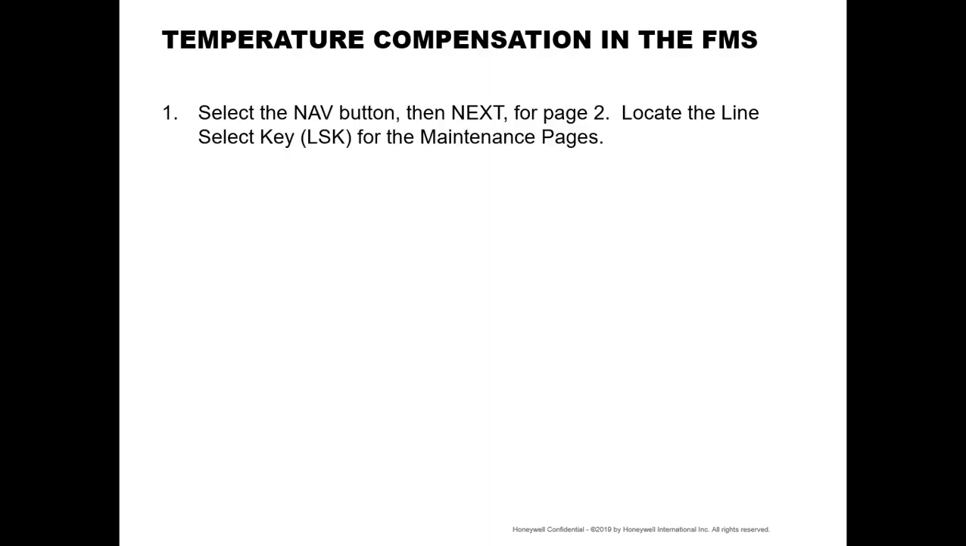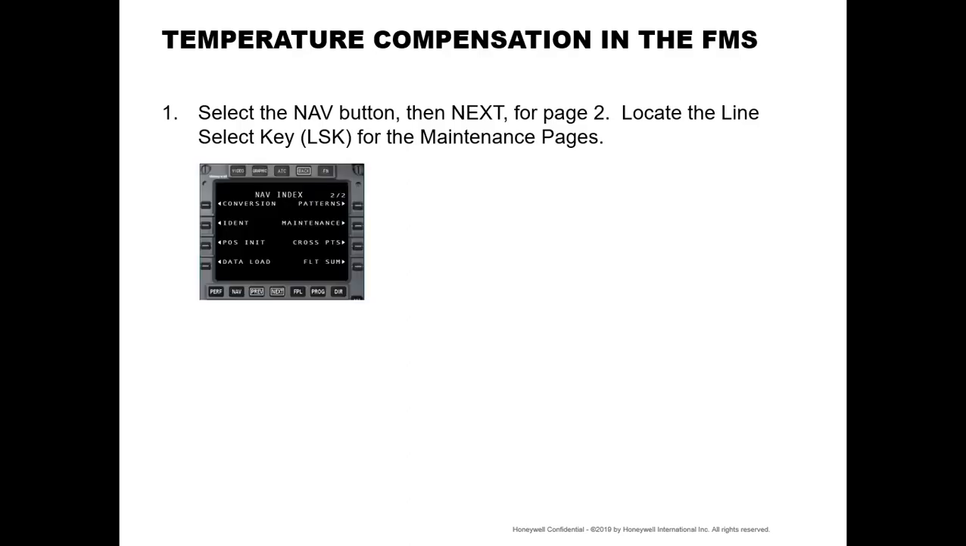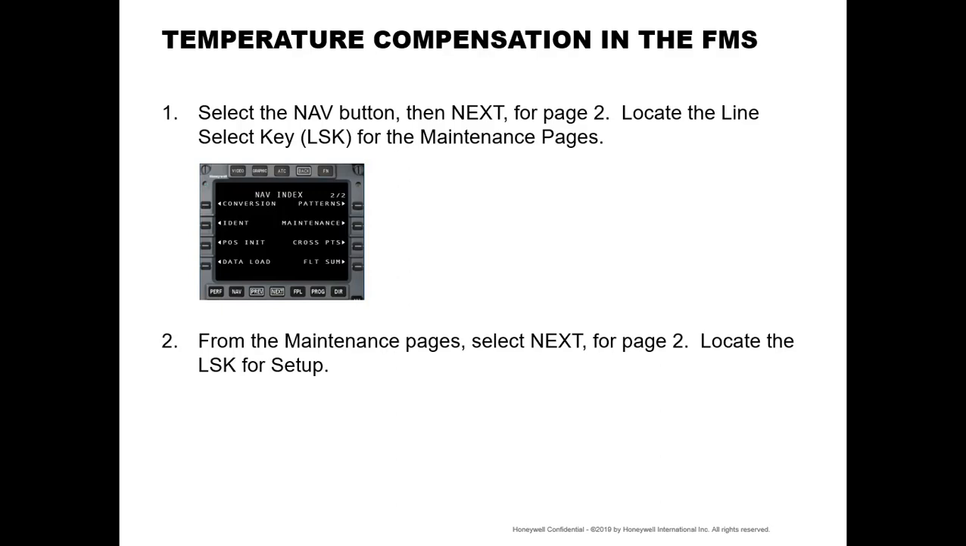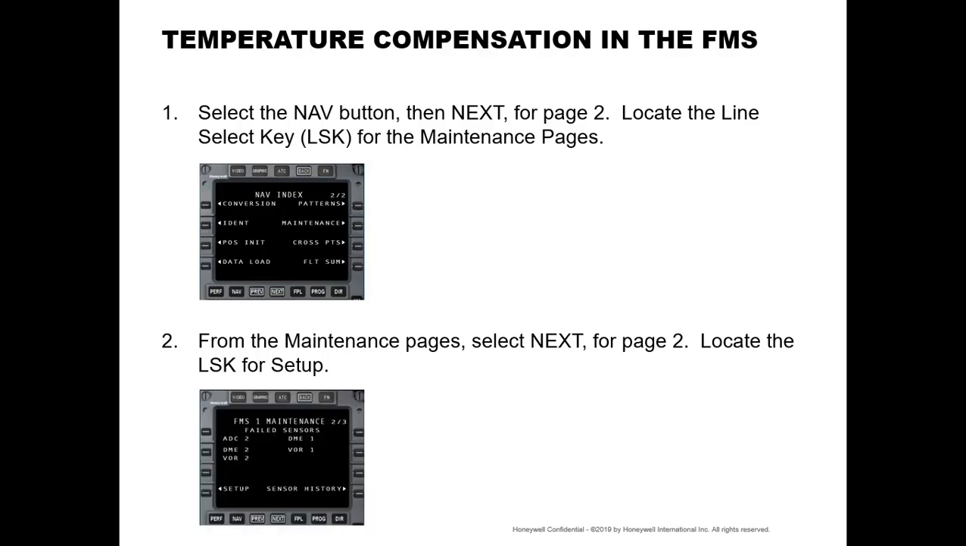To set up the desired temperature compensation configuration, you will need to access the Flight Config page in the FMS. This can be done by selecting the Nav button on the MCDU. Press Next from the Nav page to get to Nav page 2. From Nav page 2, find the line select key, or LSK, for maintenance. Then select Next for page 2 in the maintenance pages. From page 2, select Setup from the options.